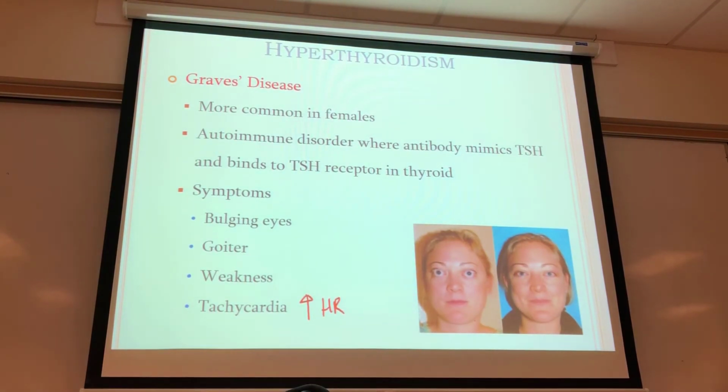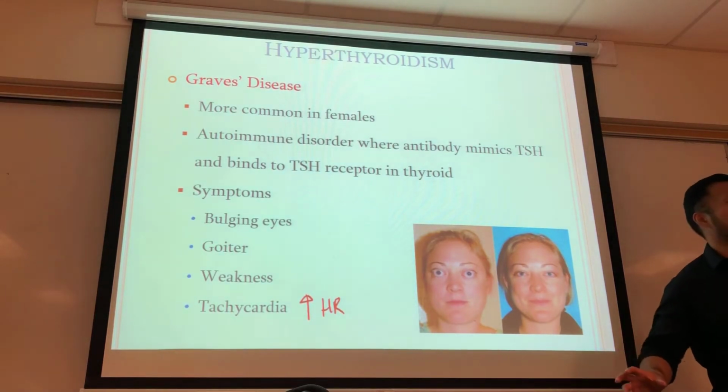You also see a lot of muscle wasting taking place. You see a lot of fatigue, weight loss, high blood pressure. All in all, it's an overly active metabolism. But it binds to the thyroid, right? It binds to the TSH receptor in the thyroid.